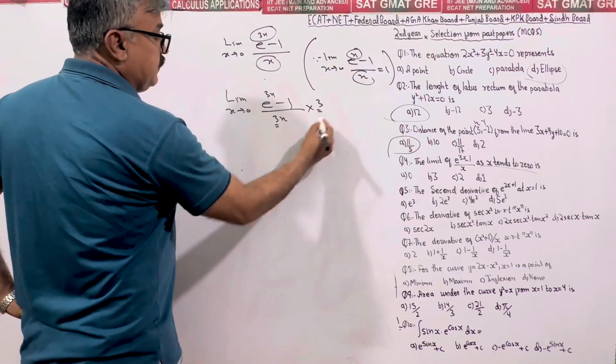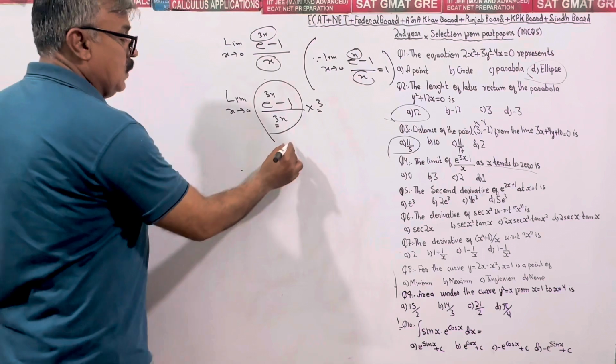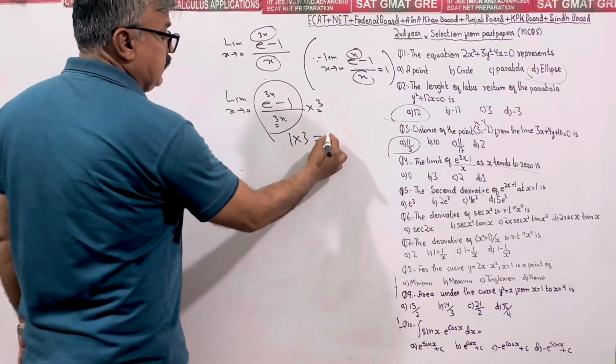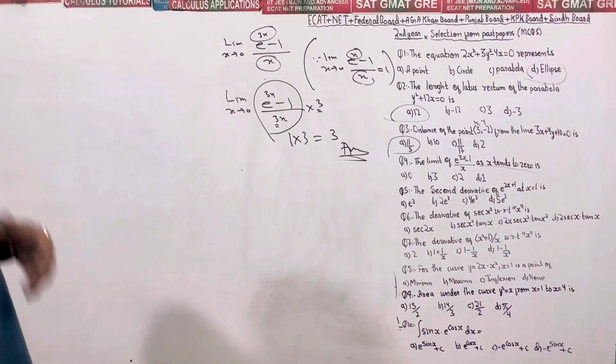Divide as well as multiply. Now it's equal to 1. According to this formula, 1 times 3. 3 is our answer in that case.